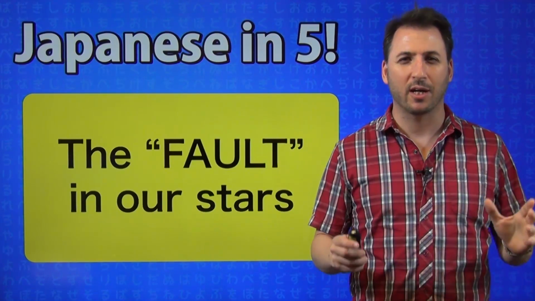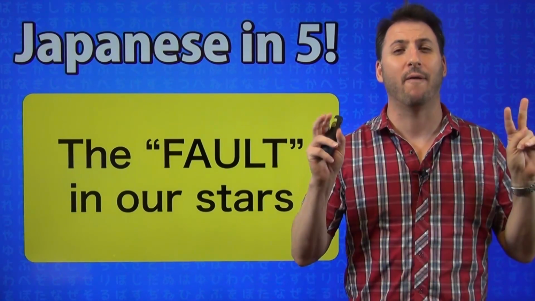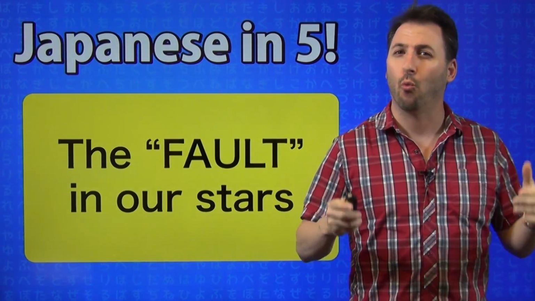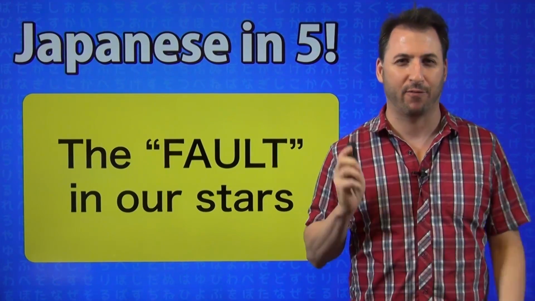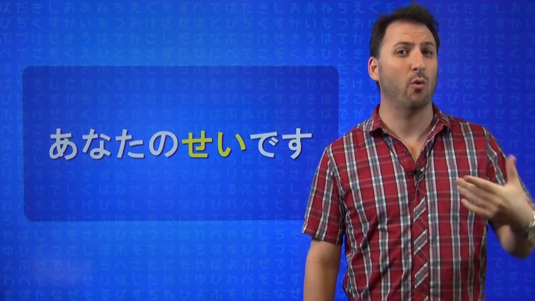Here we go. Today we're going to talk about, and I just kind of use this cheesy title, The Fault in Our Stars, but we're really going to talk about fault, and a word that means fault, but has a much wider application beyond fault. Let's look at it. It is せい. Very simple. Now let's see how we use it in sentences. This is the very simplest sentence you can do with it. You could say, it's your fault.